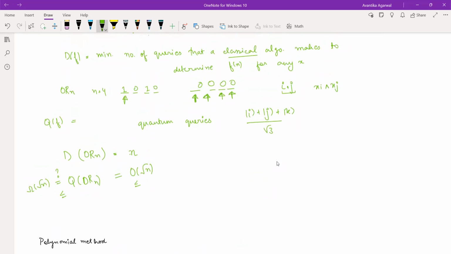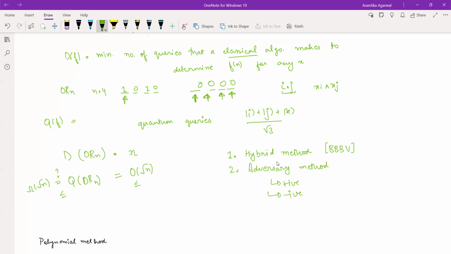For this, there are multiple methods in the literature that we can use to lower bound the query complexity. I'm just going to list some of them. There is the hybrid method. I think this was the first method that lower bounded the complexity of Grover's algorithm. This was by BBBV in the 90s, I think. Then there is the adversary method.